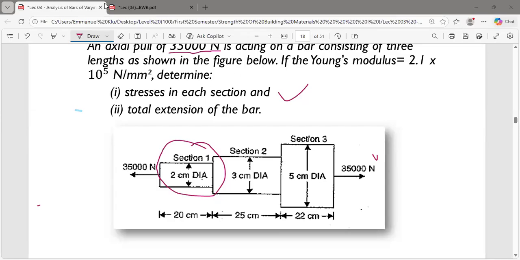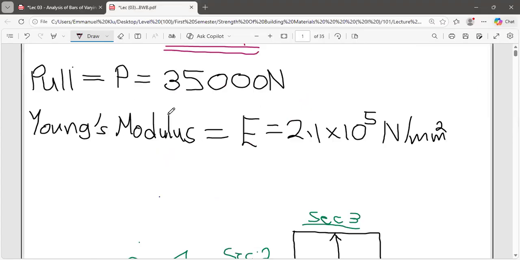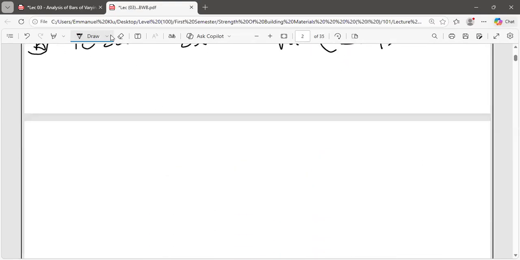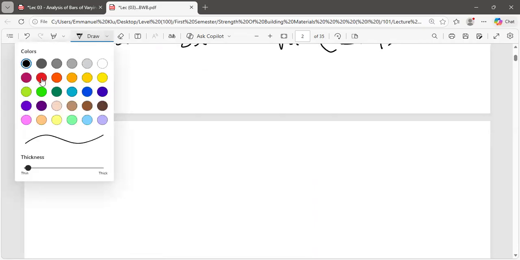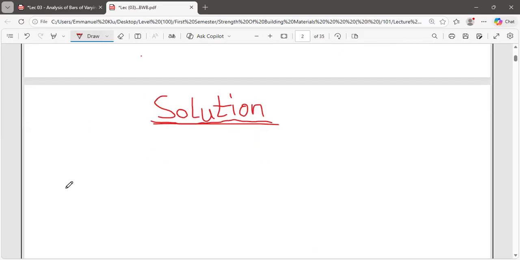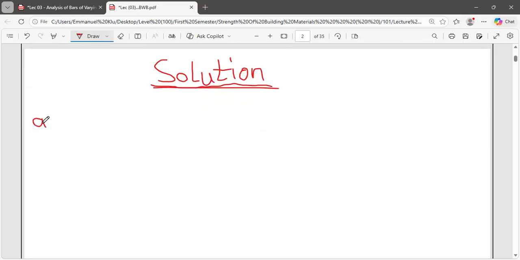All right. So as you were saying, let's quickly move to solve our question. We are going to continue from A. So we are coming to our solution now, and this is our solution. First of all, we want to start by solving A.